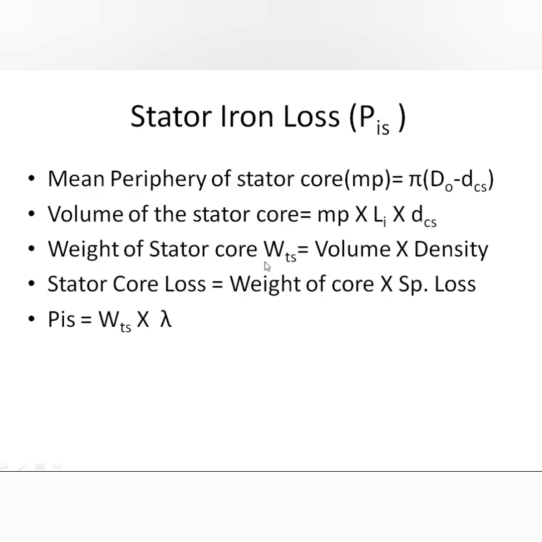For every material which we use for the stator core, there is a specific loss in watts per kg. If you multiply that watt per kg specific loss by the weight, we will get the iron loss of the stator core. So stator core iron loss is thus given by weight multiplied by the specific loss in watts per kg. So we can get the iron loss.